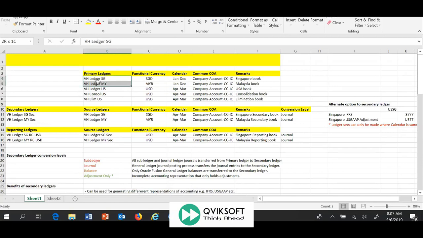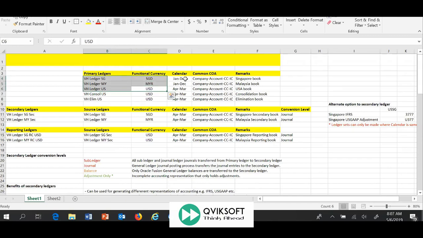I have defined three ledgers, primary ledgers primarily. I'll talk about these two later. I have three ledgers. Let's say ledger Singapore, ledger Malaysia, and ledger US. Singapore currency is Singapore dollars, Malaysia is Malaysian ringgit, and US is US dollar.